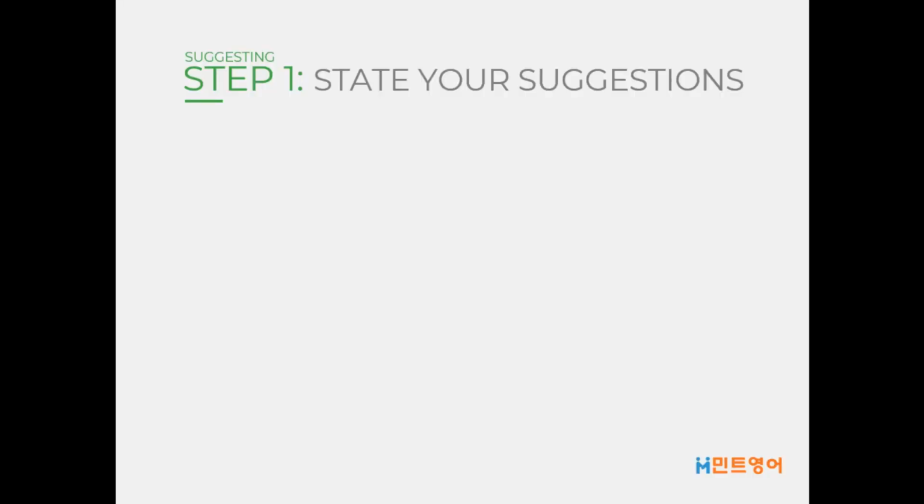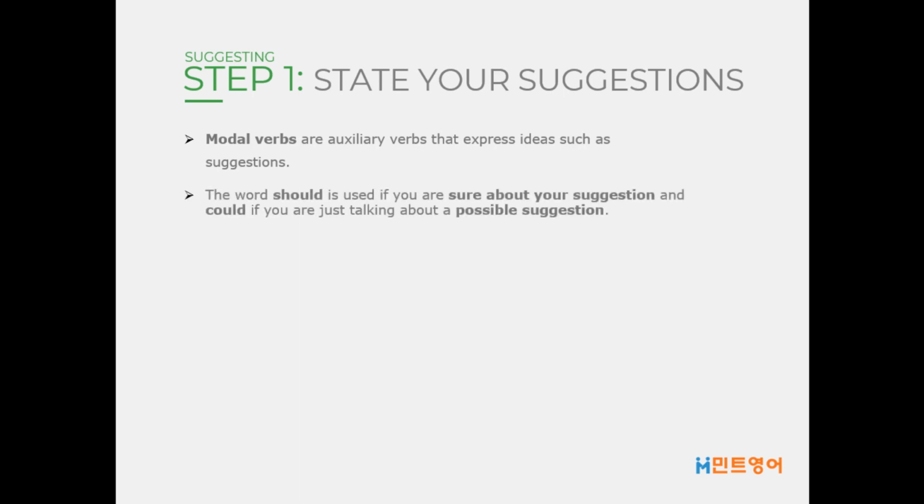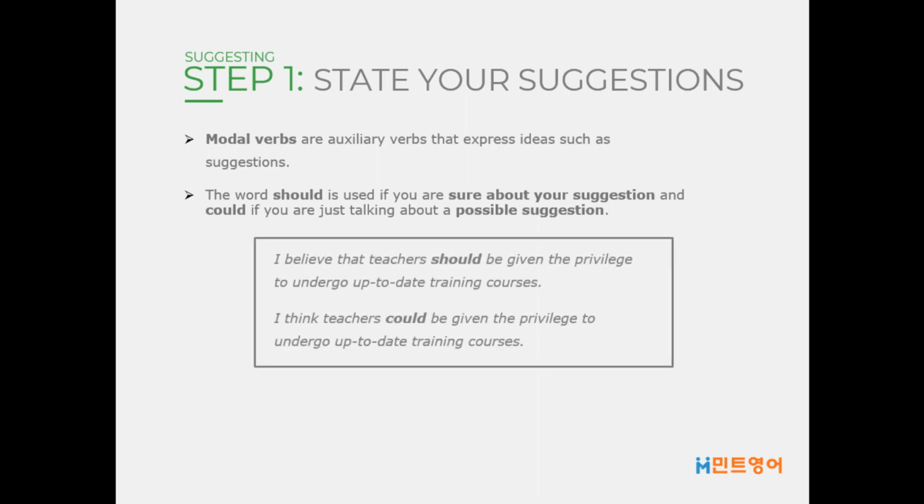Modal verbs are auxiliary verbs that express ideas, such as suggestions. The most common way to make a suggestion is to use the modal verbs should and could. The word should is used if you're sure about your suggestion, and could if you're just talking about a possible suggestion. Here are a few examples that use the words could and should. The modal verbs should and could carry a meaning in the sentences, hence they need to be stressed. Remember that these two words express different intentions, so use them accurately.